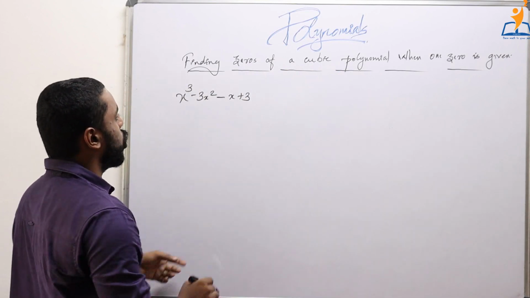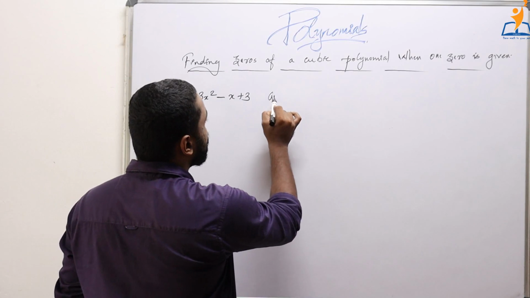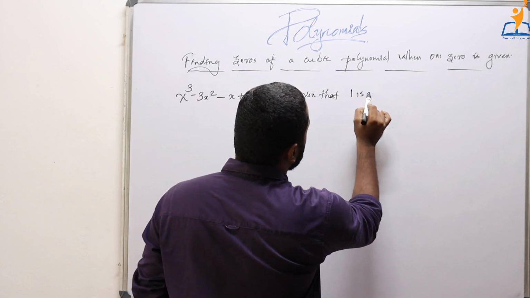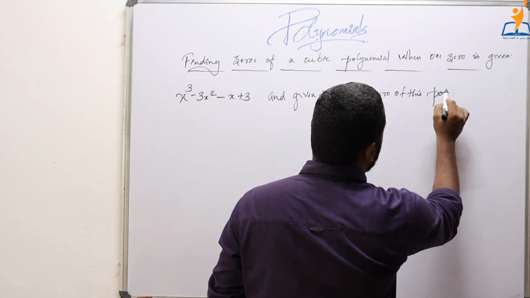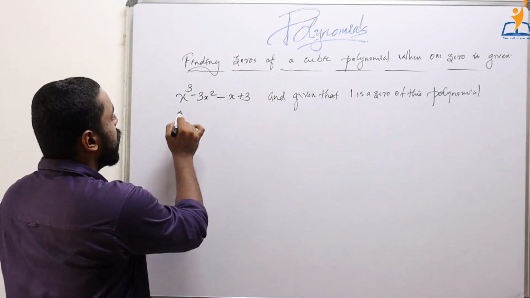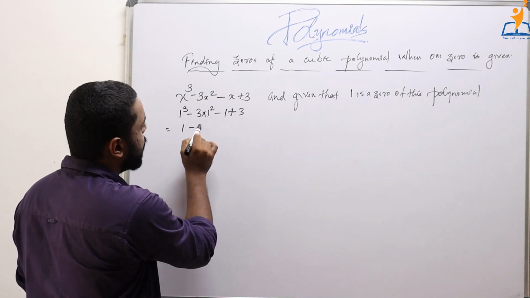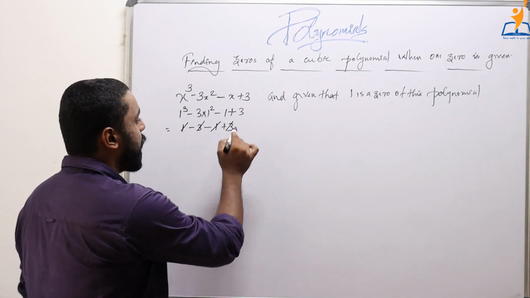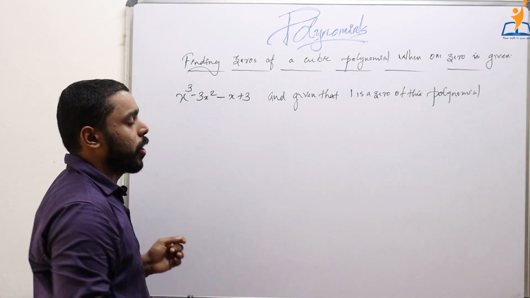See, this is a cubic polynomial, x cube minus 3x square minus x plus 3, and we are given that 1 is a zero of this polynomial. When we substitute 1 into this polynomial, we get 1 cube minus 3 into 1 square minus 1 plus 3, which is equal to 1 minus 3 minus 1 plus 3. 1 and minus 1 will cancel, minus 3 and plus 3 will cancel. So the answer will be 0. So it is clear that 1 is a zero of this given polynomial.